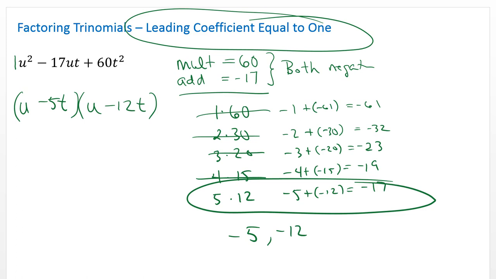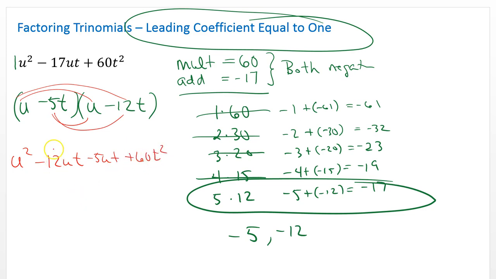Now, I don't want you to do these problems without checking them. I'm just using the FOIL method to check this. u times u is u squared. u times negative 12t is negative 12ut. Negative 5t times u is negative 5ut. And then negative 5t times negative 12t would be plus 60t squared.